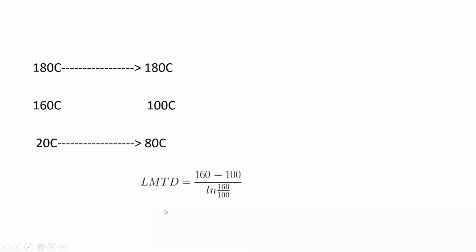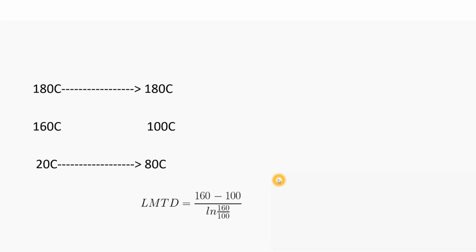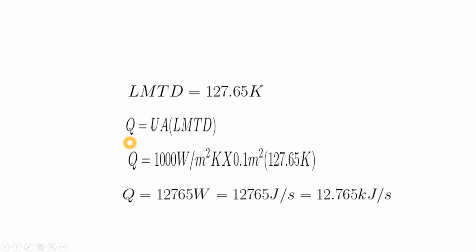So LMTD will be here 160 minus 100 upon ln 160 by 100. So you can see here LMTD is equal to 127.565 Kelvin, right? And you know that the heat transfer rate is given as Q is equal to UA LMTD. U is 1000 and A is 0.1 meter square, and LMTD is 127.65 Kelvin. From this you got 12.765 kilojoule per second. This is the heat transfer rate.